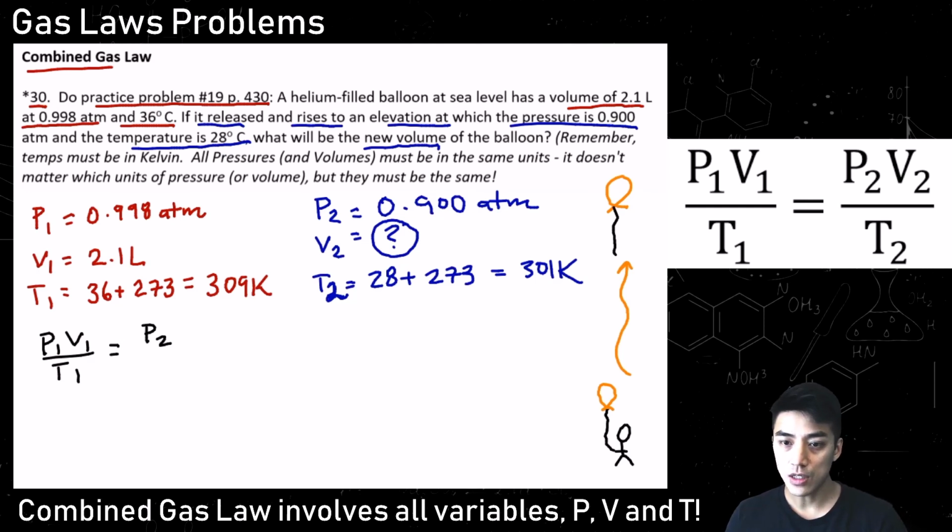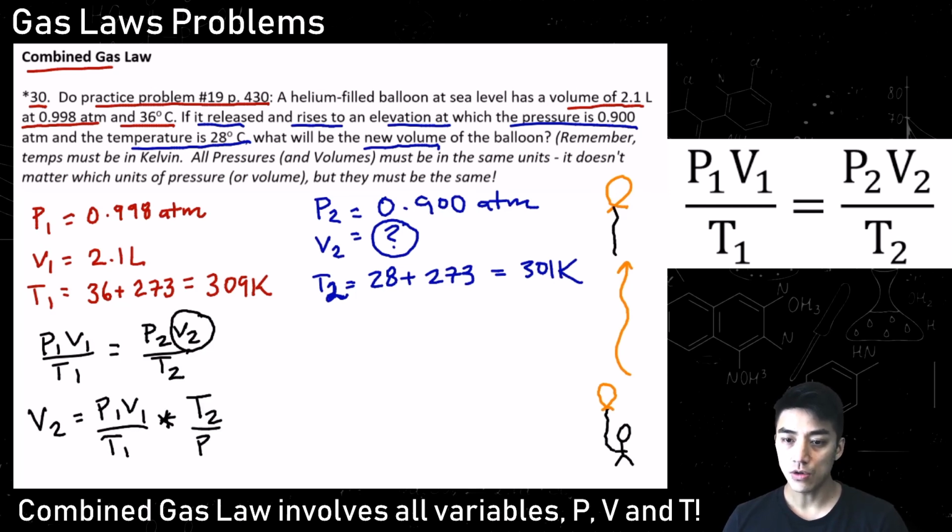I'm going to write out the equation. This is the combined gas law. So in this case, none of the variables are being held constant. I'm going to circle V2 because that's what we're going to solve for. So it's a bit of algebra. We're going to multiply this by T2 over P2 to get them to switch, to isolate for V2. It's simple algebra.